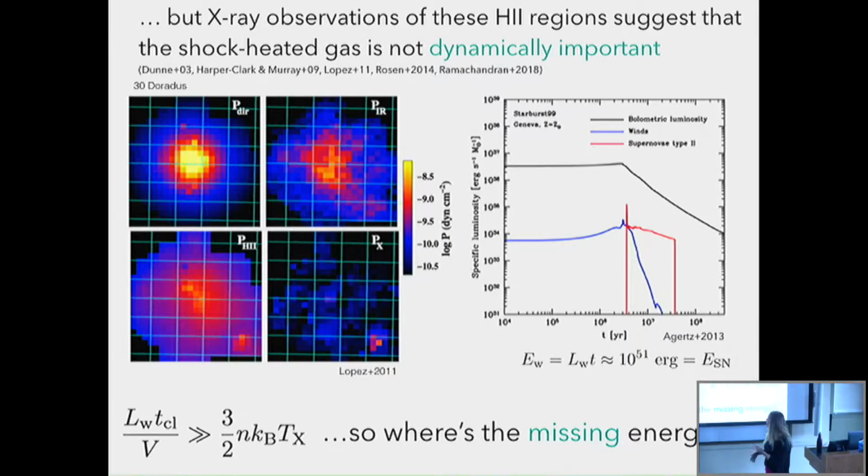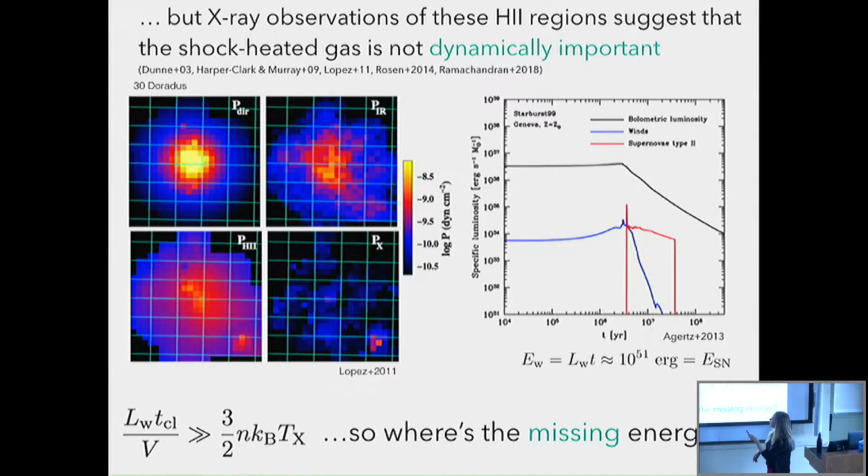the H2 region lifetime. But this is work done by Laura Lopez, where she looked at 30 Doradus and mapped the different pressures associated with different feedback components. So the direct radiation pressure, which falls off as 1 over r squared.